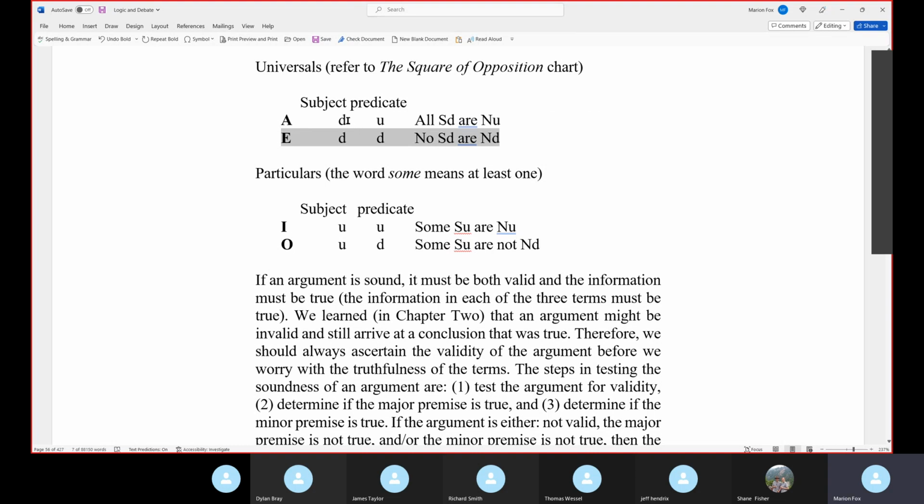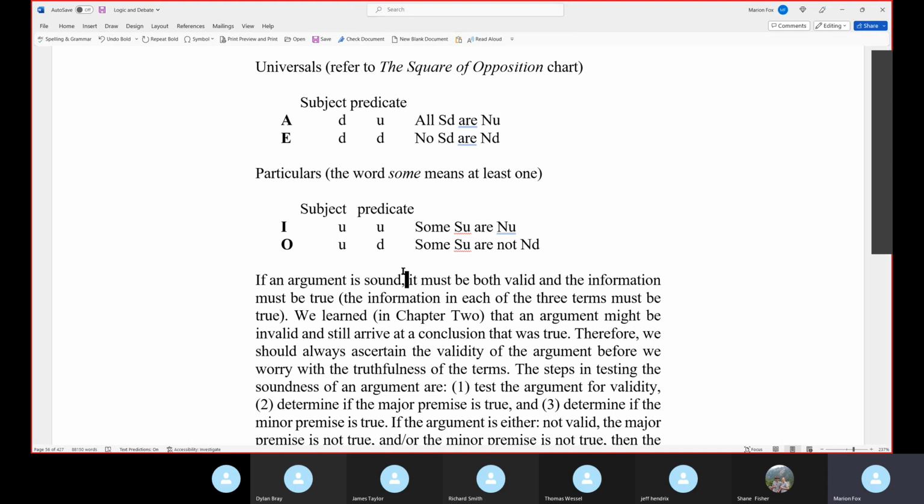The first is distributed in the A. Neither one of them is distributed in the I. The last is distributed in the O. And again, you can just take this little chart and have it printed out, and you can look at it every time and tell what's distributed. So we'll be using that. Do you have questions now?